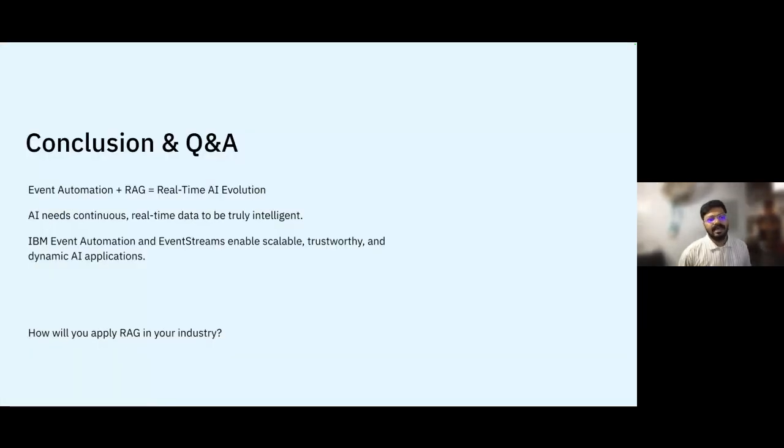So as I said, event automation with RAG would give you real-time AI evolution. If you need a more accurate, hallucination-free system, you should definitely go with event automation.